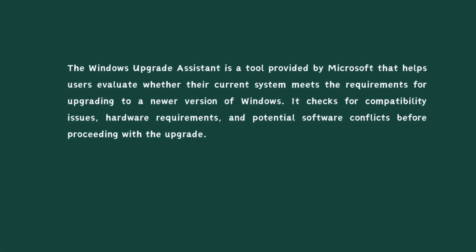The Windows Upgrade Assistant is a tool provided by Microsoft that helps users evaluate whether their current system meets the requirements for upgrading to a newer version of Windows. It checks for compatibility issues, hardware requirements, and potential software conflicts before proceeding with the upgrade.